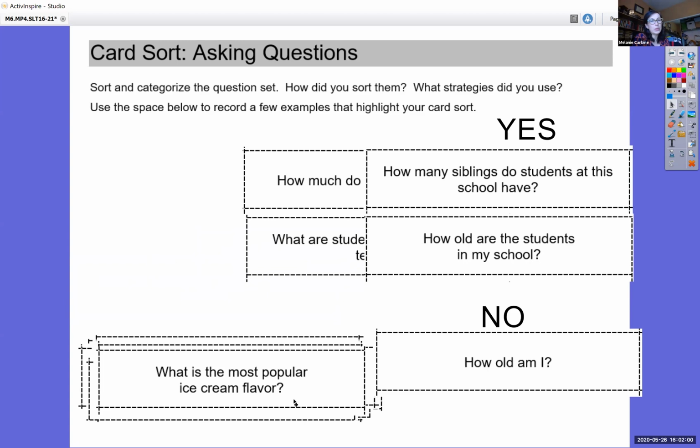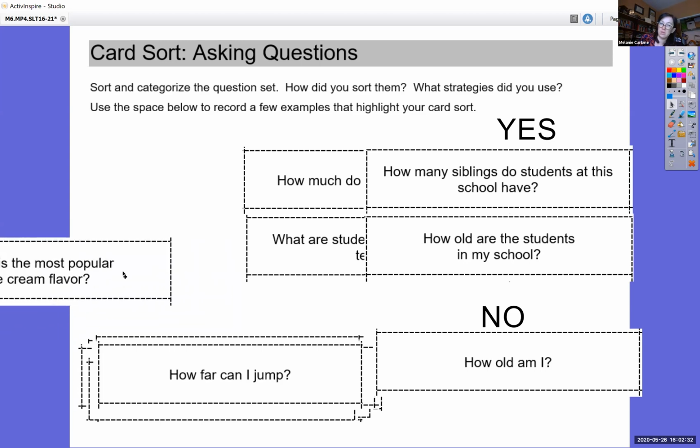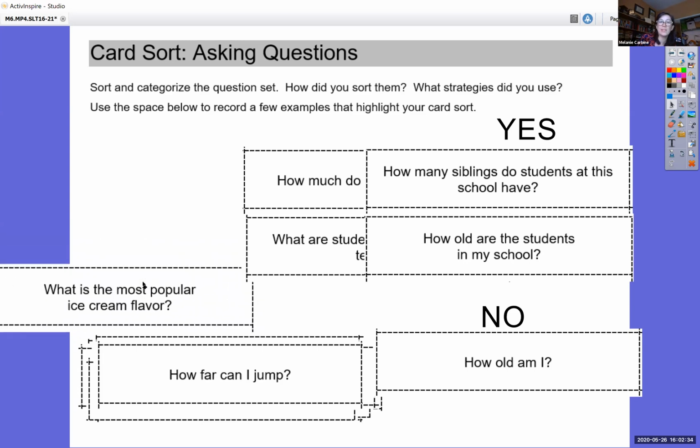What is the most popular ice cream flavor? Now this one's an in-between example, because if you just say what are popular ice cream flavors, or you say what are students' favorite ice cream flavors, you will get a range: chocolate, vanilla, mint, Rocky Road, lots of different kinds of ice cream. But if it says what is the most popular ice cream flavor, you could probably find out that it's one specific ice cream. So this one is yes and no. It's not a well phrased question.